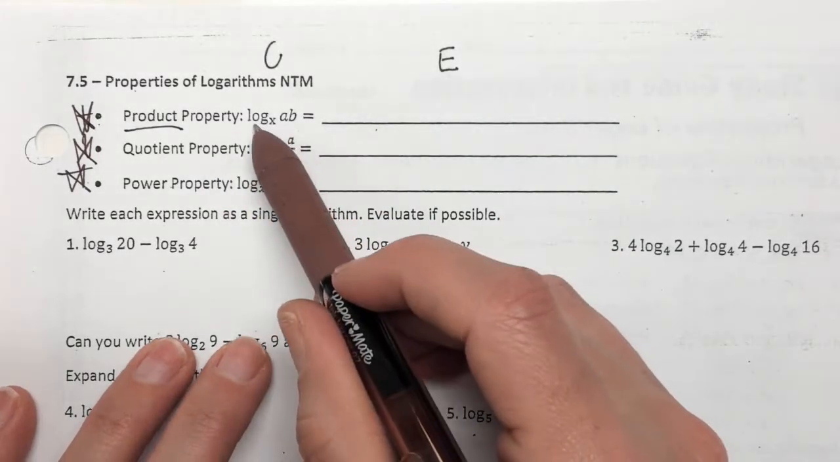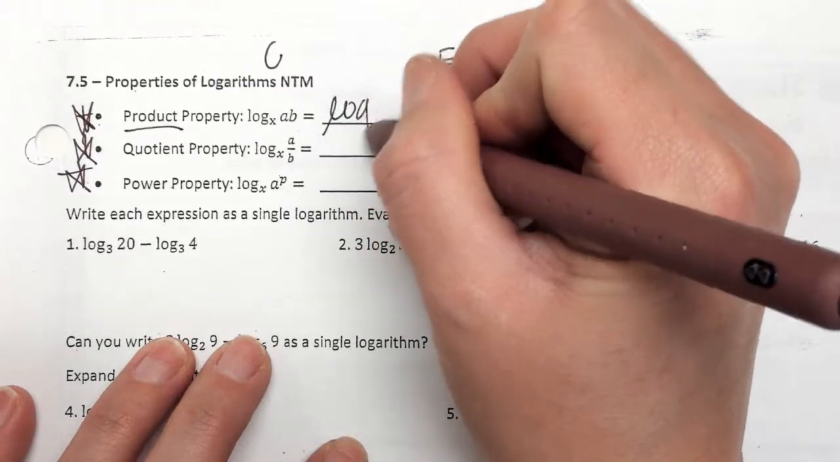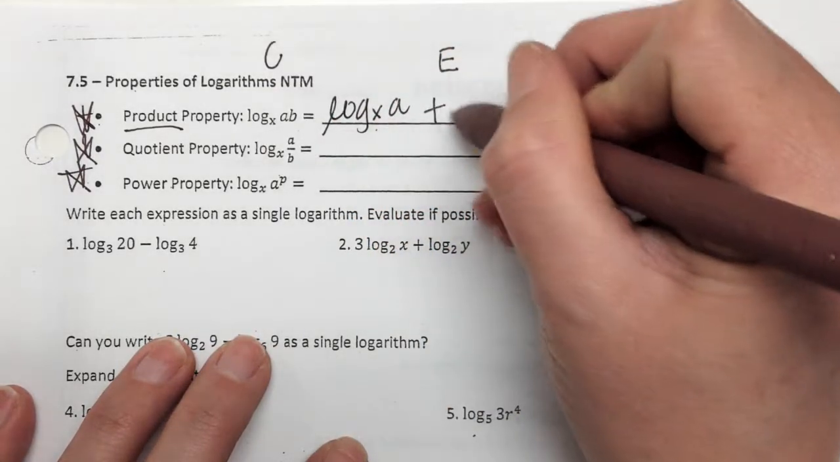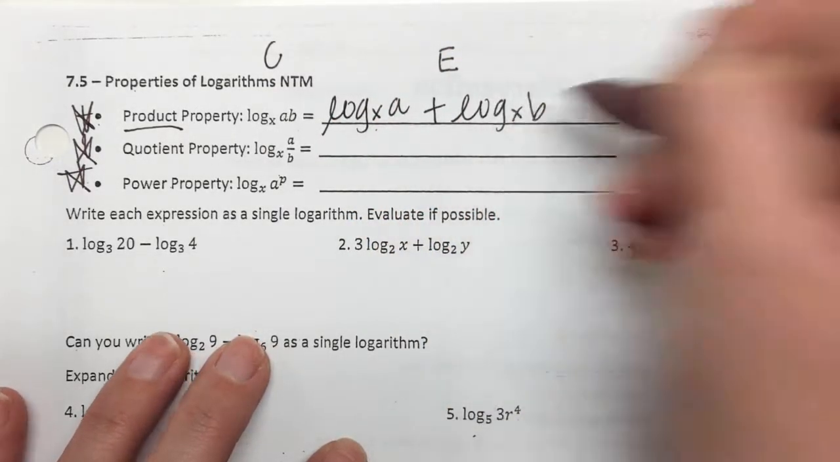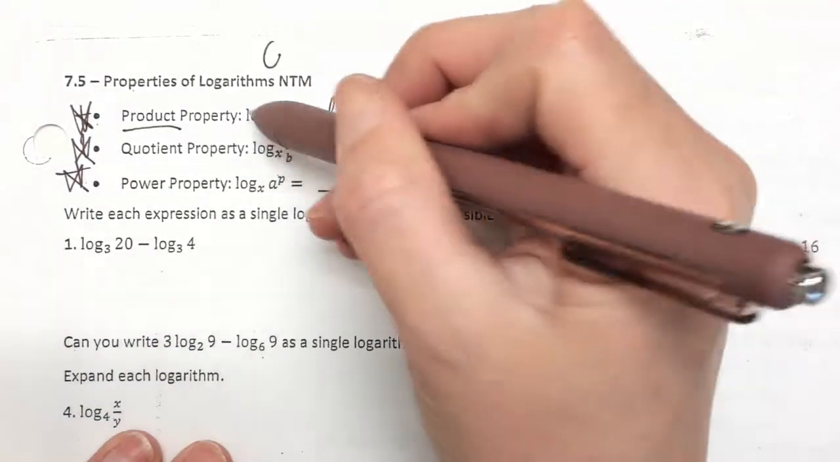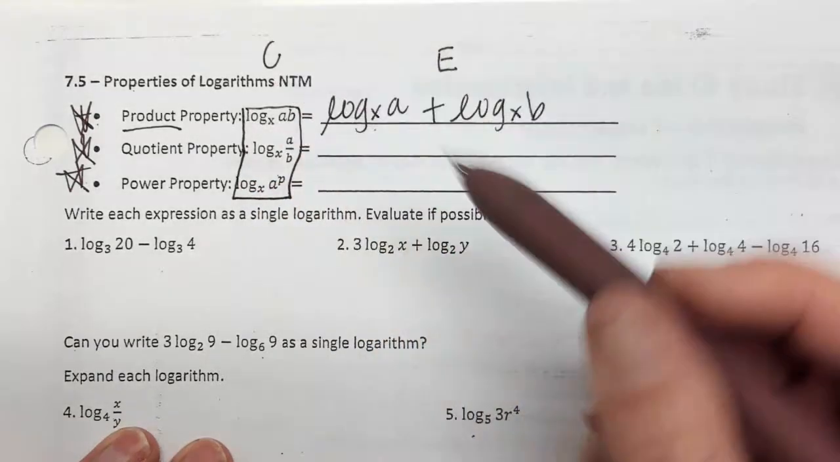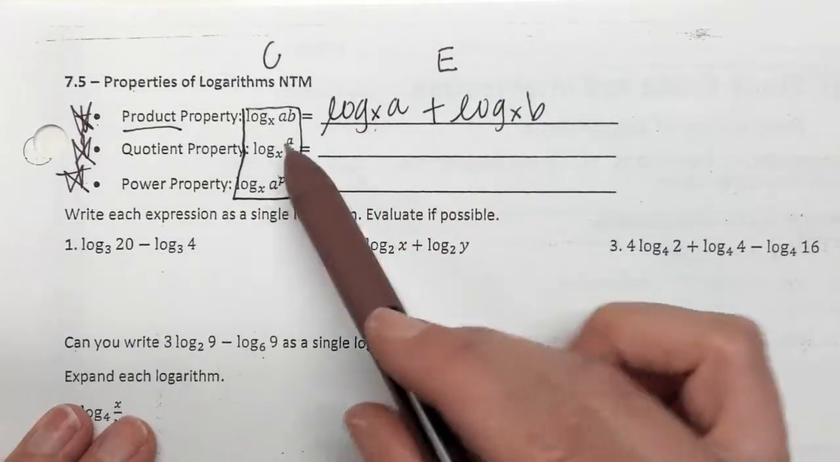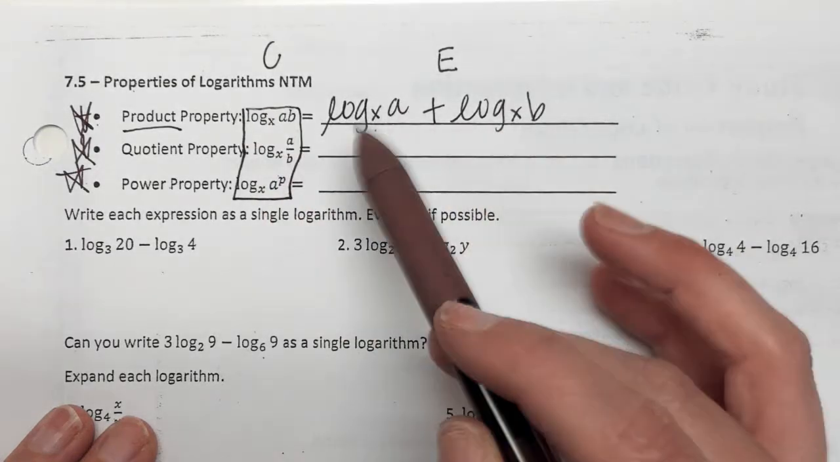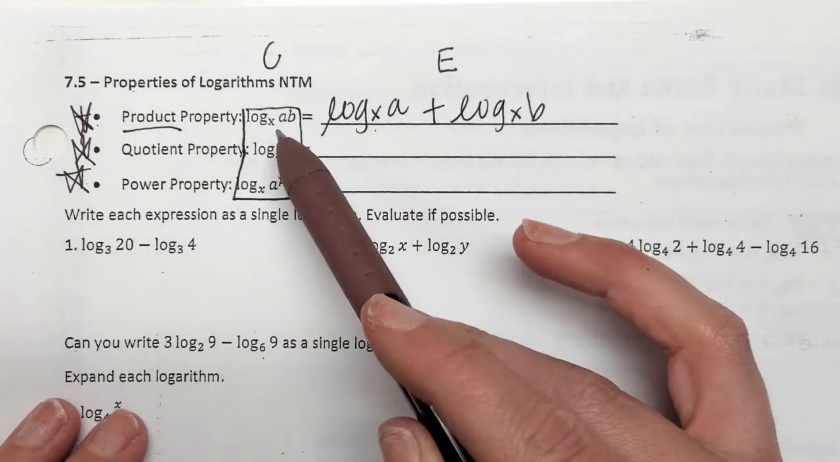So product property says if you have log x and A and B are being multiplied together, you can rewrite it as log x of A plus log x of B. This is the condensed version. These are the expanded version, and you can tell because this is one term, these are two terms. So pretty much you're just expanding the logarithm using this property.